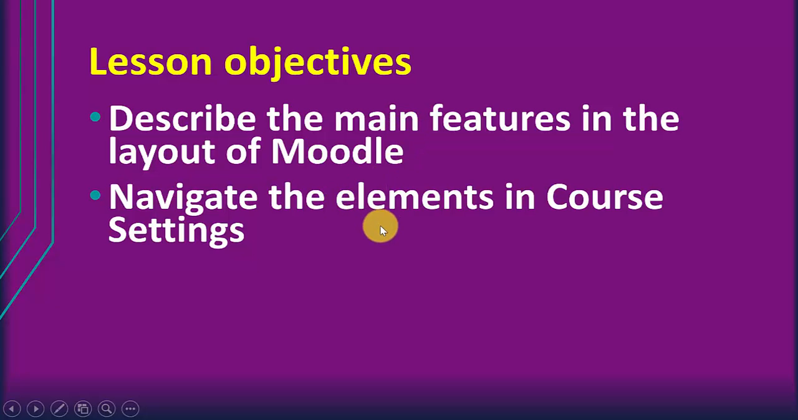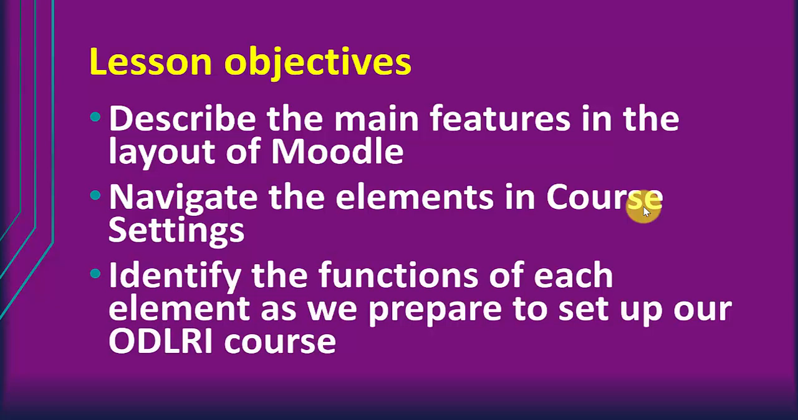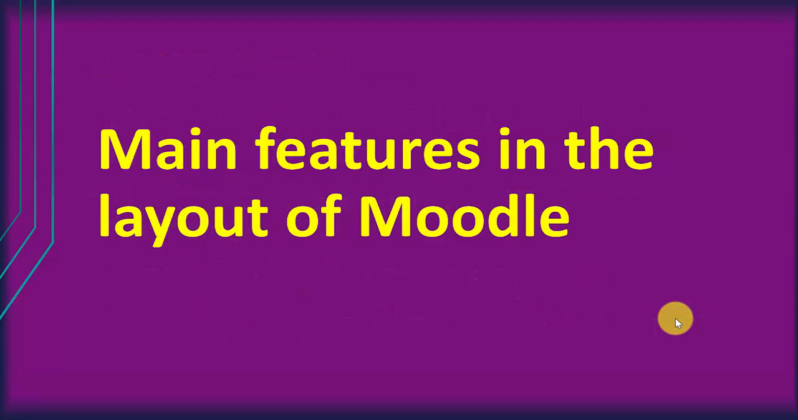Our second objective will be for us to run through, navigate like Vasco da Gama, just run through the elements in one aspect of the layout. That's the course settings, because that's what we're going to be concerned with during the course of getting our courses online. The third is for us to identify the functions of each element as we prepare to set up our course. So these will be the 3 objectives that we strive to attain.